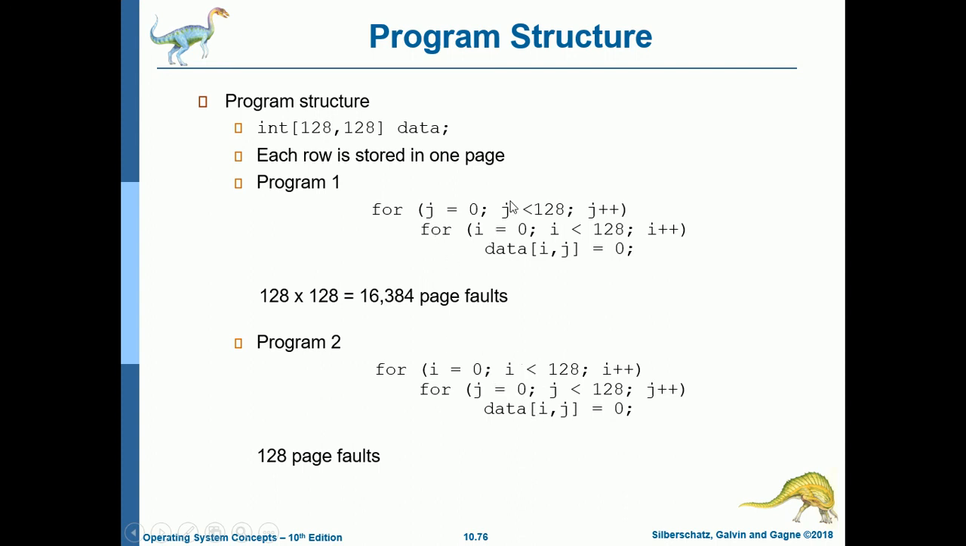For program 2, what has happened? The for loop was exchanged. So why is it only 128 page faults? Because program 2 zeros all the words on one page before starting the next page, reducing the number of page faults to 128.